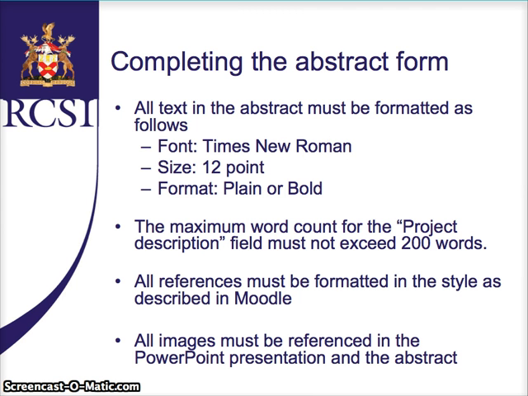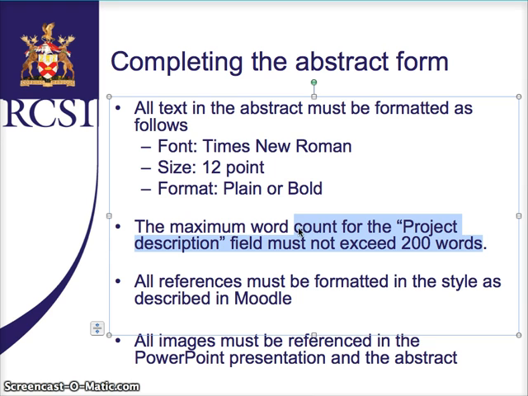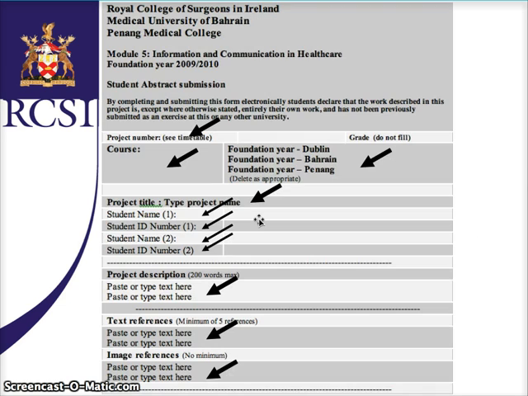So for example, in the abstract we want a specific font size, font type and formatting. There's a word count limit in certain parts of it, and we want references formatted in a specific way. We also want you to list references of your images. More on that in a minute.